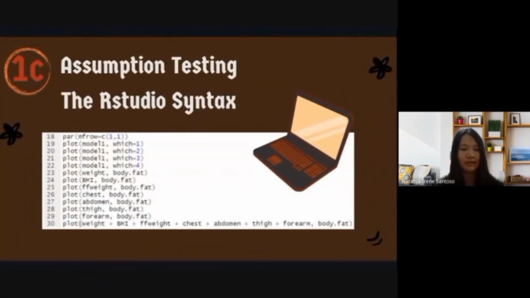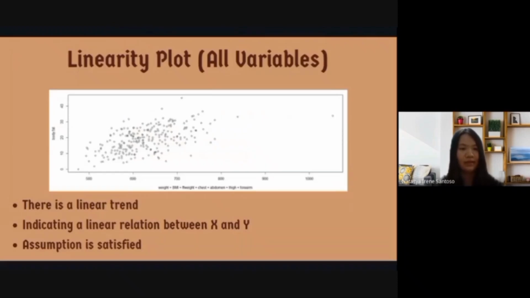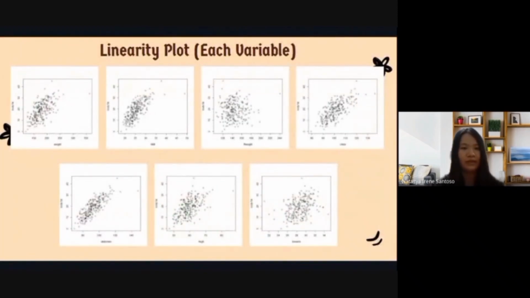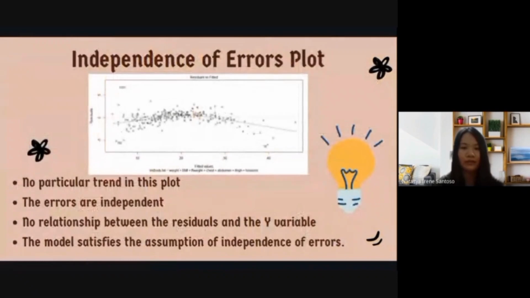So this is the syntax from assumption testing. It can be seen that there is a linear trend in the data. Hence, the assumption of linearity is satisfied. These are the linearity plots of the model for each variable. The majority of the variables have a linear trend in the data. Therefore, the assumption of linearity is satisfied.